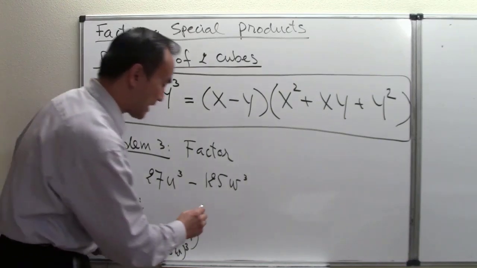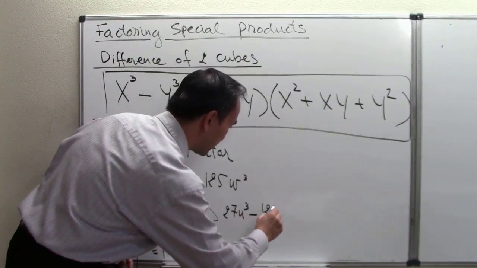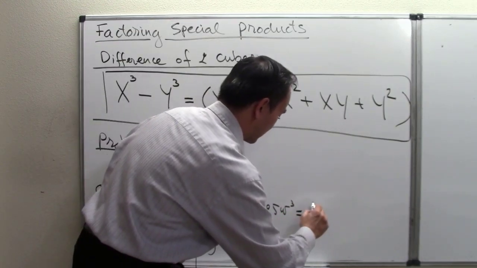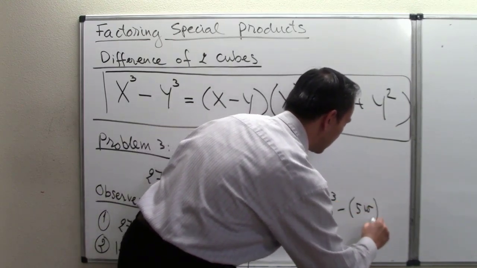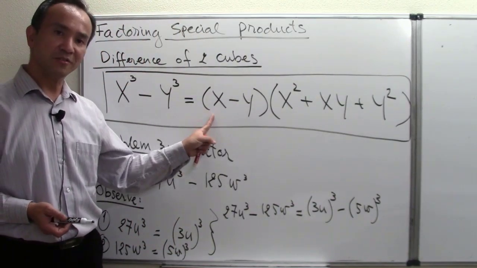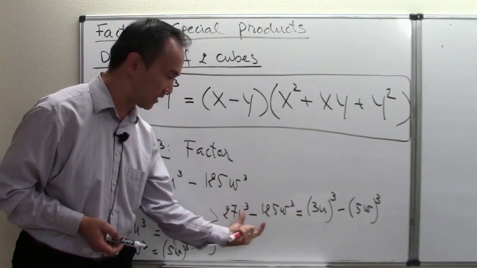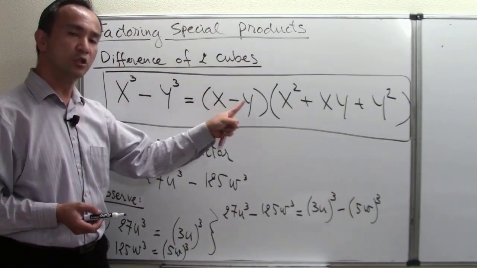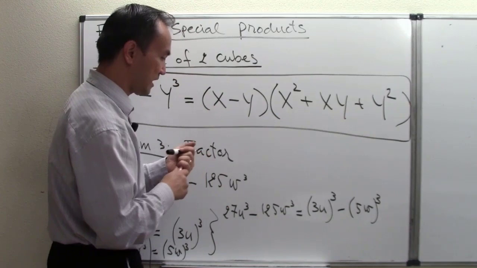So now, from that observation, I can see that 27u cubed minus 125w cubed can be understood as 3u all cubed minus 5w all cubed. And now, the formula is still right here on the board. Now we clearly have shown that this starting problem indeed turns out to be a difference of two perfect cubes. So the formula to factor the two perfect cubes is right here. See? So what I can see here in this problem.